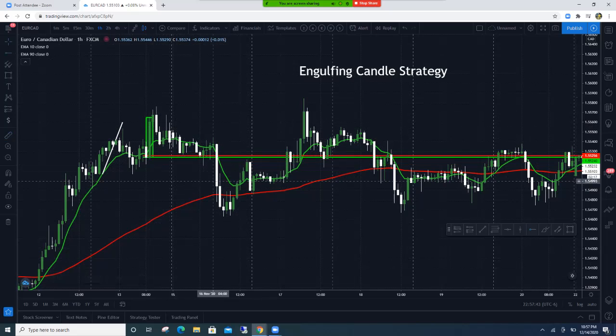So basically you're taking the buy trades until the green line crosses the red line to make it a selling trend. As long as you're trading within trend, you're going to have high profitability. So this is my engulfing candle strategy. And with this strategy, you'll know how to trade Forex in 15 minutes or less.